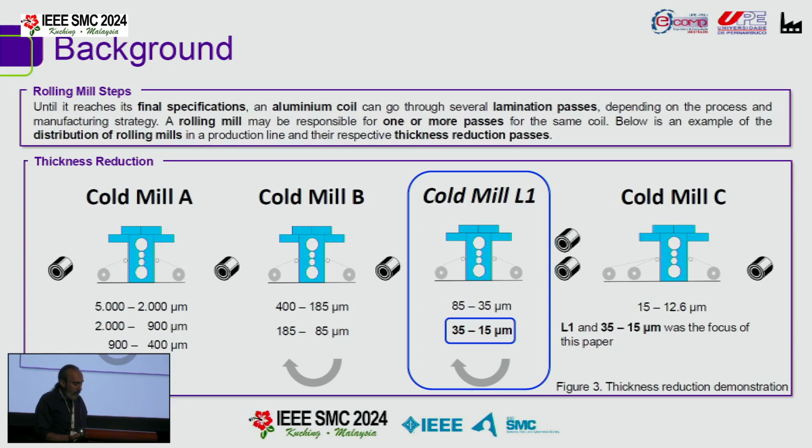For example, cold mill A with initial thickness of 5 millimeters reducing to 0.4 millimeters in 3 passes. And the next cold mill B gets the coils with 0.4 millimeters and delivers with 0.085 millimeters. And the L1 cold mill reducing the thickness between 0.085 and 0.015 millimeters. And this reduction of 0.036 to 0.015 millimeters was the past focus of this research.